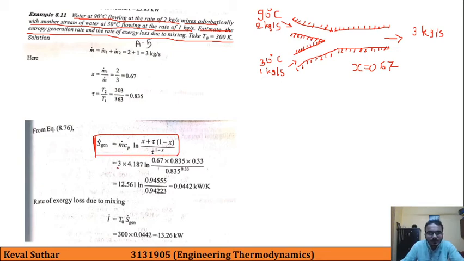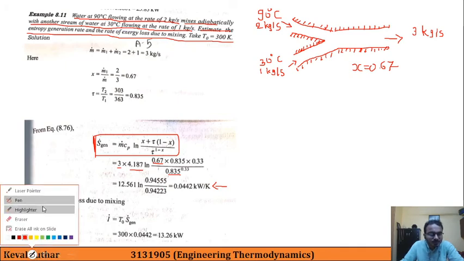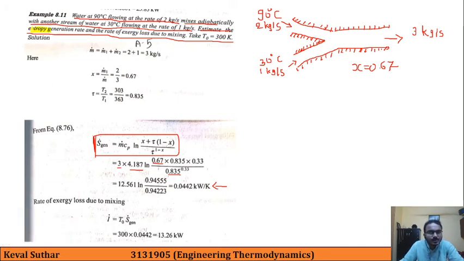So here we are having 3 as mass flow rate, Cp is this, 0.67 is here, tau is 0.835, 1 minus x will be 0.33, and tau is given here. So while putting all these values, we will be getting this as S generation. So we were asked, first, to calculate the entropy generation rate that we have already evaluated. Now our next objective is to obtain the rate of exergy loss due to mixing.